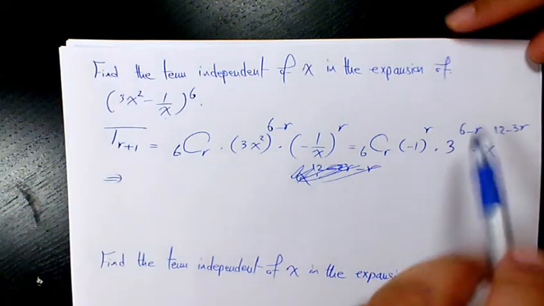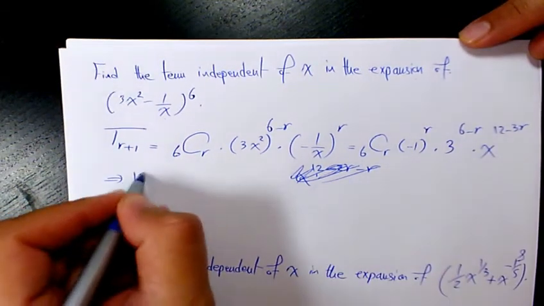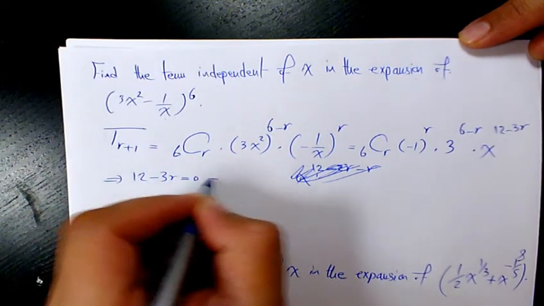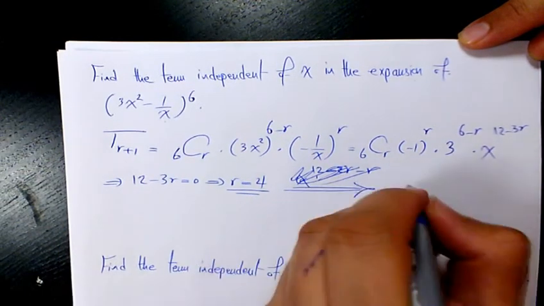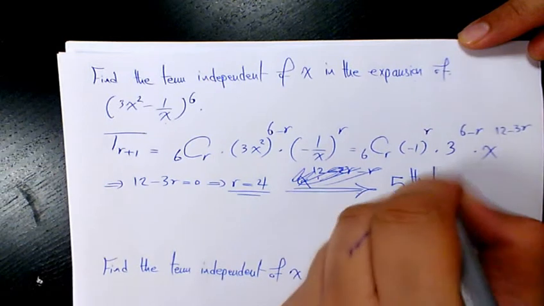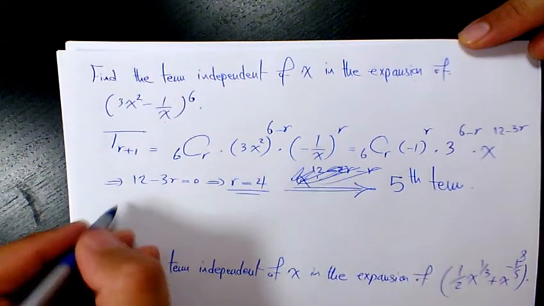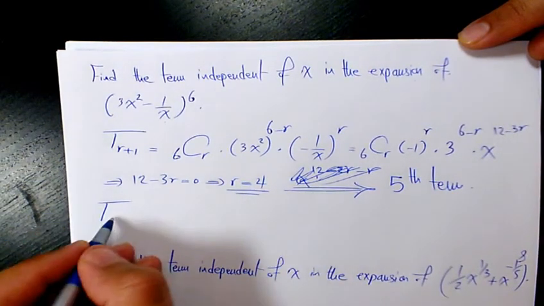Since it's independent of x, the exponent has to be 0. So 12 minus 3r is supposed to be 0, so r is 4. It means that you're looking for the fifth term, T5.